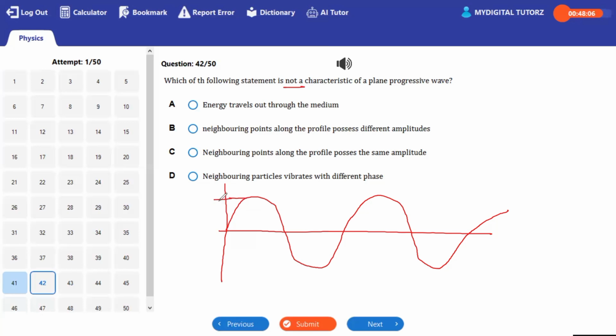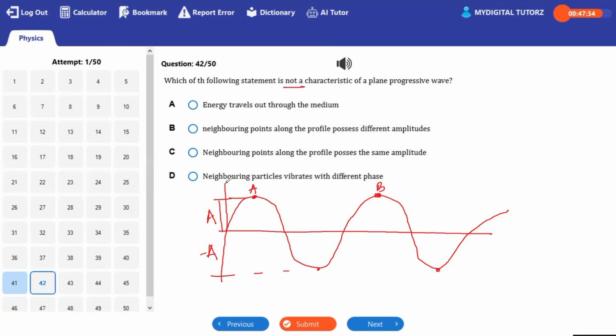From here to this place is an amplitude in a positive direction. Again, from here to this is amplitude in a negative direction, right? So it's amplitude in a negative direction. So neighboring points along the profile have the same amplitude. Like this point here has the same amplitude as this point here. Let's call this one point A and this one point B. They have the same amplitude. Likewise, this here and this particle here.